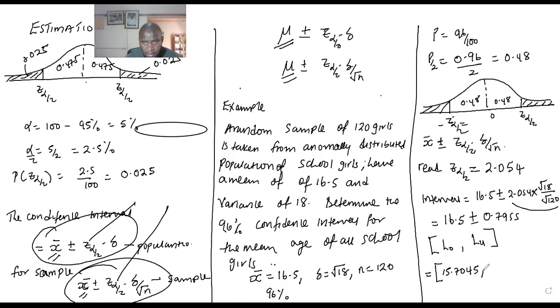Okay. Upper limit, 17.2955. Is that true? Please, you first share for us the page number. Page 50.